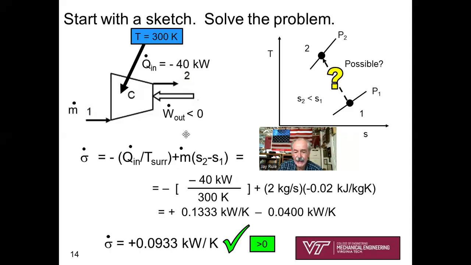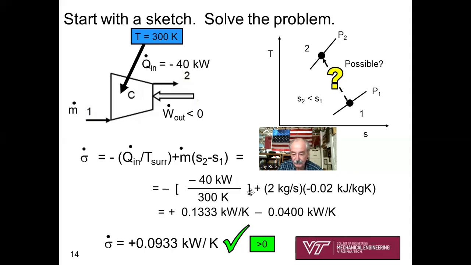So, this is going to be good enough for my governing equation, isn't it? Sigma dot, steady state, steady flow, equals, pesky minus sign, minus Q dot N over T plus M dot given times quantity S2 minus S1 given. So let's go through the numerics. Minus, here's my pesky minus sign, brackets, Q dot N is negative 40 kilowatts divided by the temperature at which the heat's being transferred, 300 degrees K.